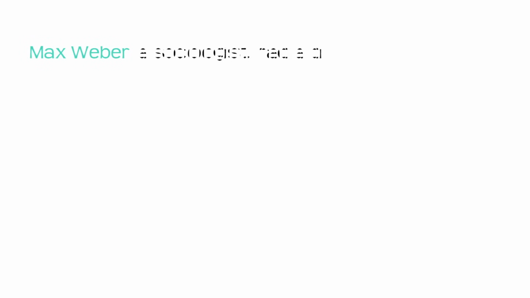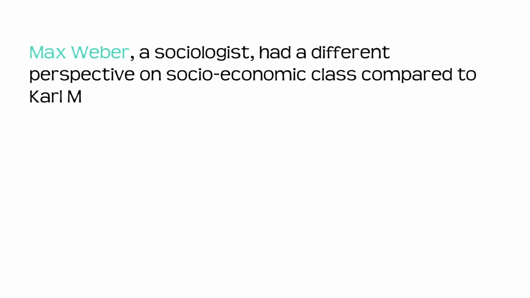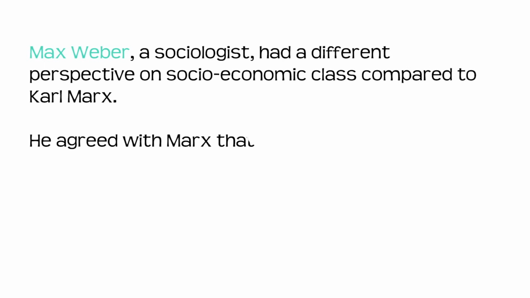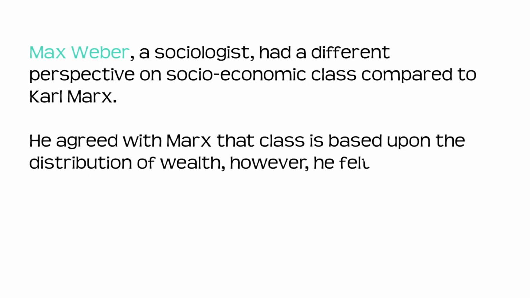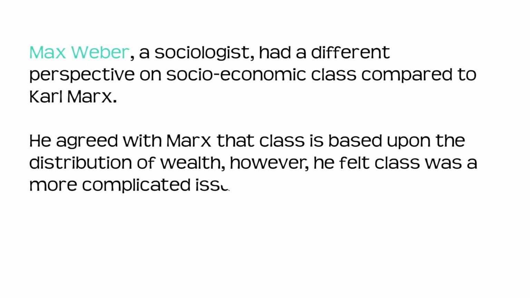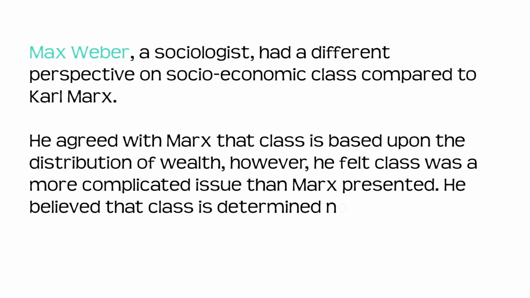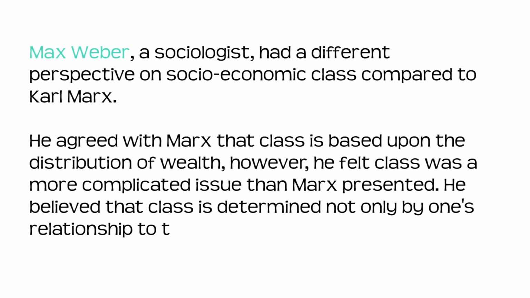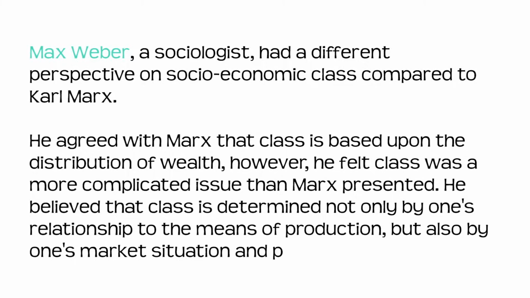Max Weber, a sociologist, had a different perspective on socioeconomic class compared to Karl Marx. He agreed with Marx that class is based upon the distribution of wealth. However, he felt class was a more complicated issue than Marx presented. He believed that class is determined not only by one's relationship to the means of production, but also by one's market situation and power.